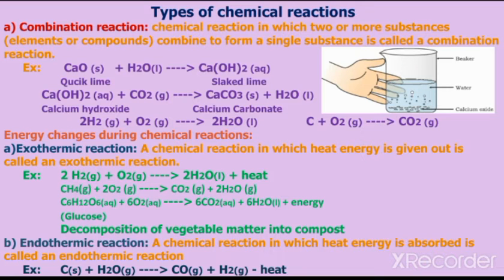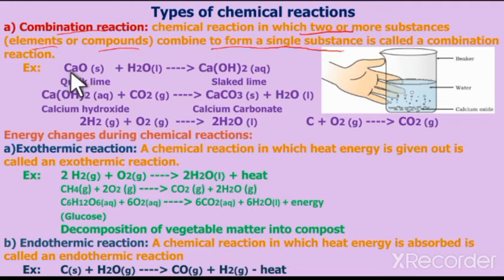In this video, I am going to explain about the types of chemical reactions. The chemical reactions are mainly classified into 5 types. The first one is the chemical combination reaction. A chemical reaction in which two or more substances, which may be elements or compounds, combine to form a single substance is called a chemical combination reaction.